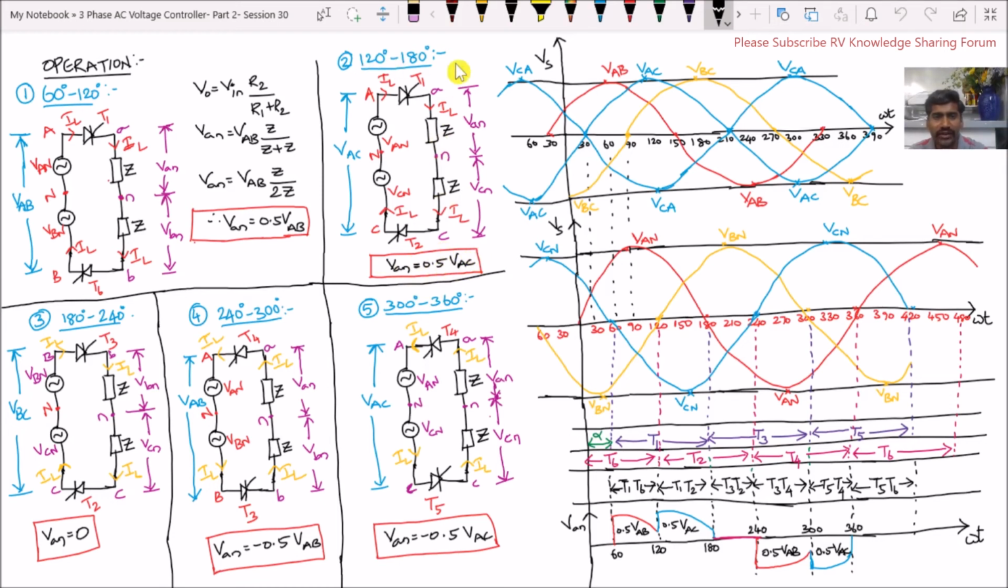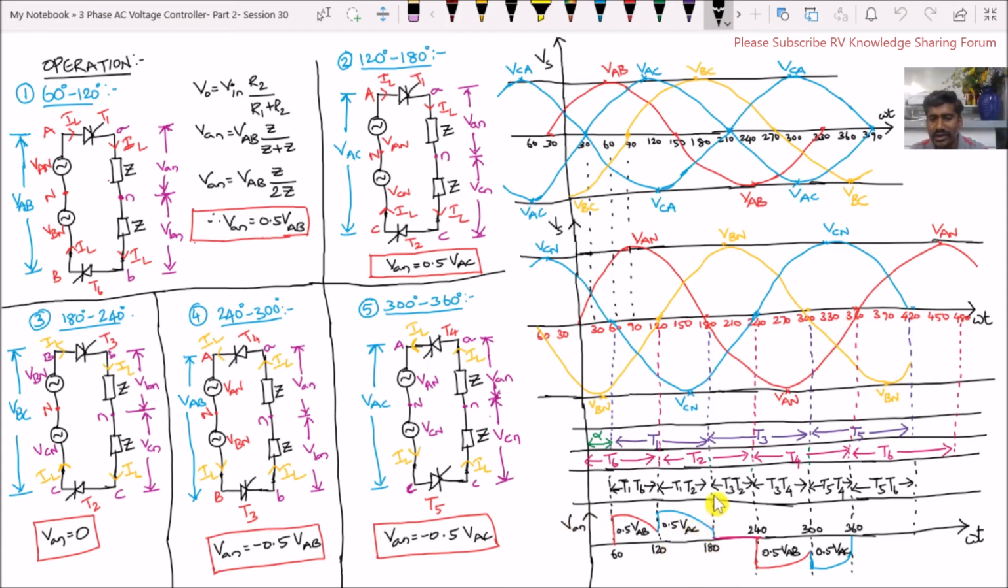So this is for 120 degrees to 180 degrees. See here, from 120 degrees to 180 degrees, this is our VAC. So the 0.5 times VAC trace will be something like here. This trace has to be followed. So from 120 degrees to 180 degrees, this is our 0.5 VAC. This is half the trace of this VAC, because here it is 0.5 VAC. So this is how the output voltage VAN during 120 degrees to 180 degrees is traced.